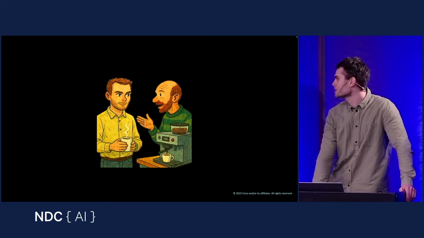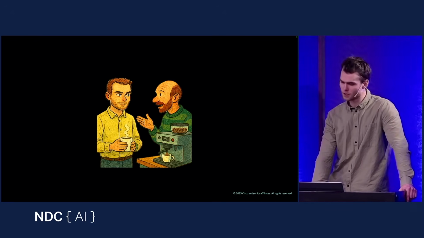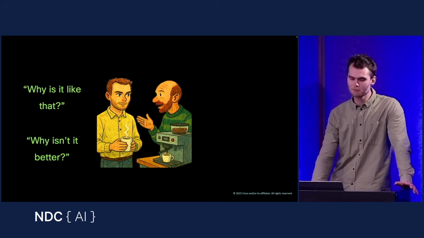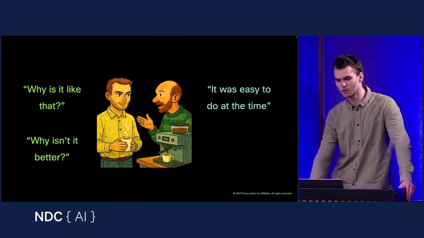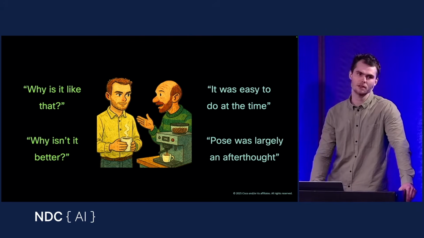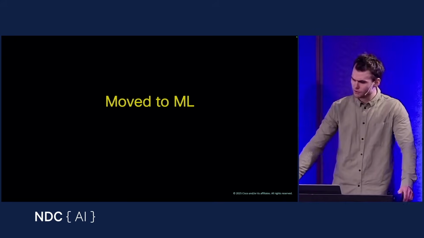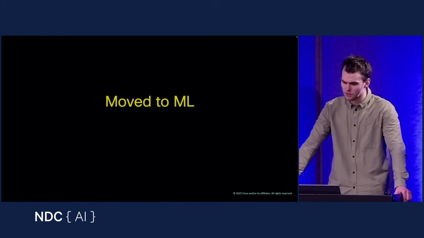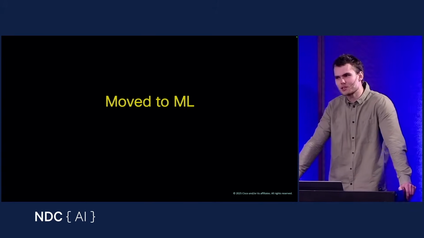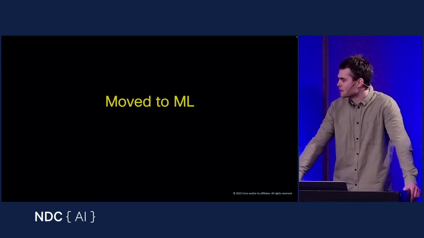So, not knowing the history that I've been telling you in part 1, and not having worked on the head detection model before, I started asking some questions like, why is it like that? And why isn't it better? To which the answers were largely, it was easy to do at the time, and pose was largely an afterthought. So, after having worked on this cross-view framing stuff for a while, I moved into the machine learning team and started working on that. And this pose frustration from before really sat with me still. And it's something that I really wanted to tackle.